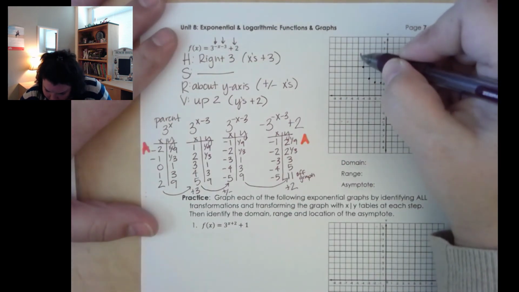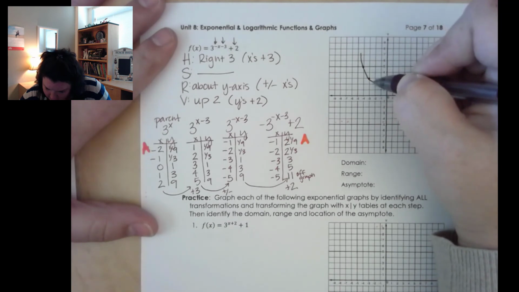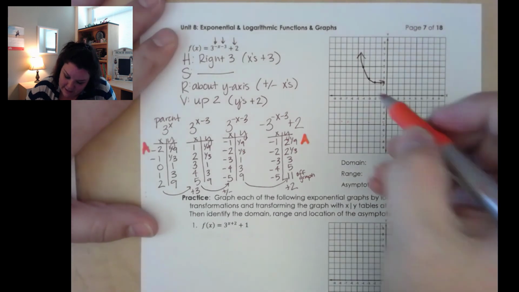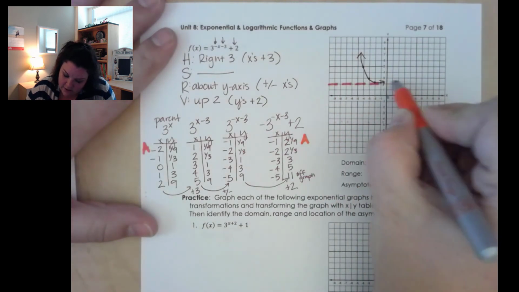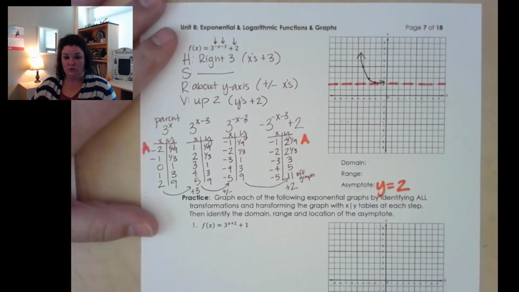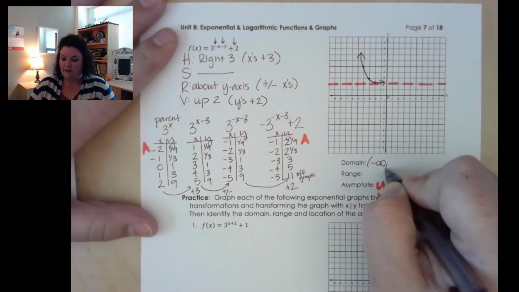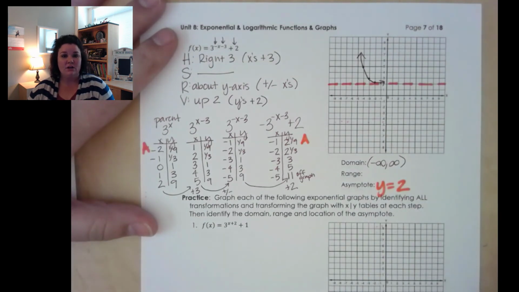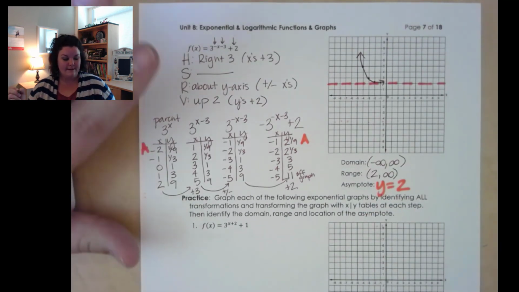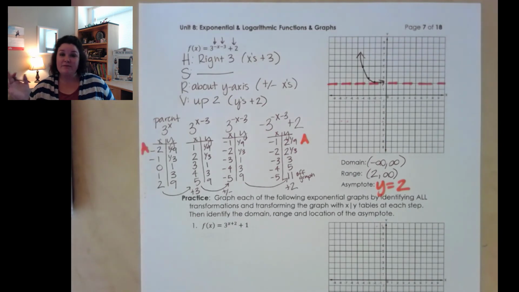So I'm going to go ahead and bring these down. I think it's pretty easy to see that my y values here are approaching 2, which means my asymptote is at y equals 2. And then we just need to identify our domain and our range. Domain, we know this function is going to keep going left and right. Our range here, or our lowest y value, is at 2, and it's going to continue on up to infinity.